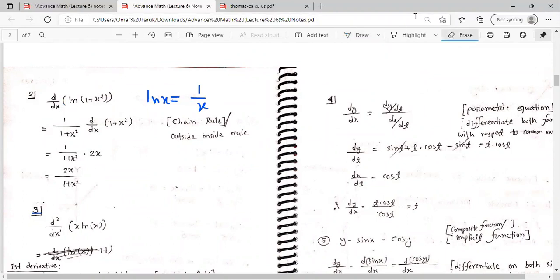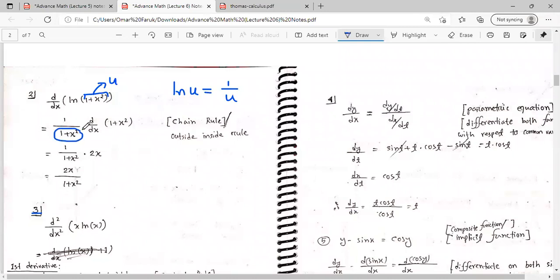So we have to think that this function is our inner function, right? And ln x, then ln u, will be our outer function. So the derivative of ln u means 1 by u. Here u is equal to what? u is equal to 1 + x². So this is the derivative of the outer function.